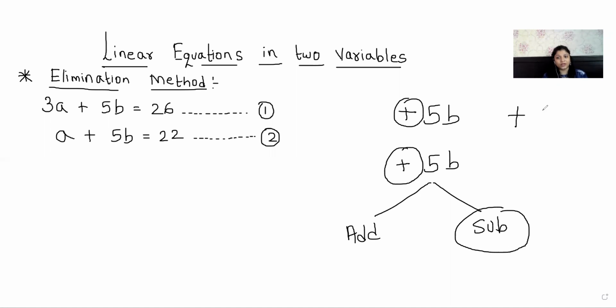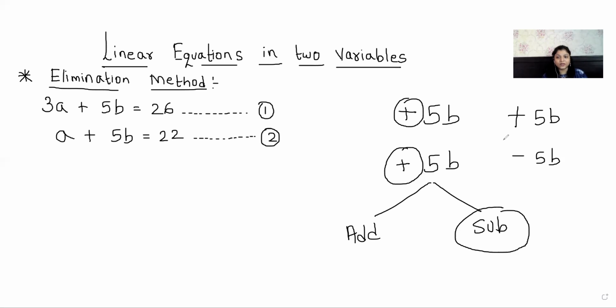Suppose it was plus 5b and minus 5b, for example. If we add it, what do we get? We get plus 5b minus 5b, which is 0. And if we subtract it, what do we get? We get 5b minus minus 5b. So minus into minus will become plus.